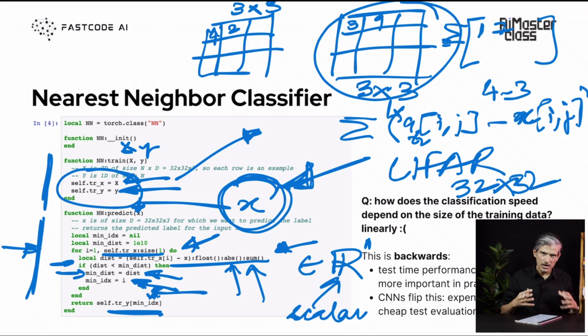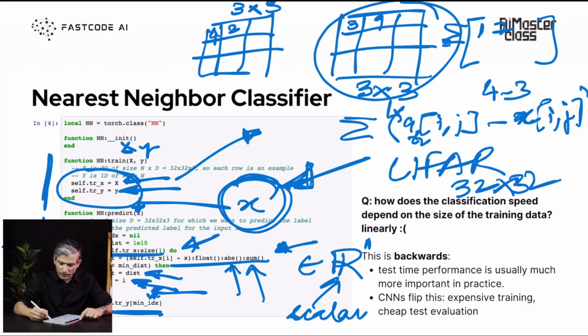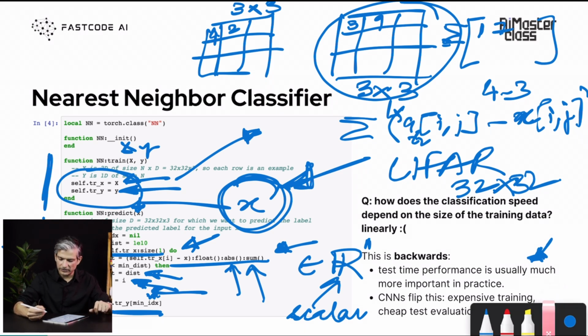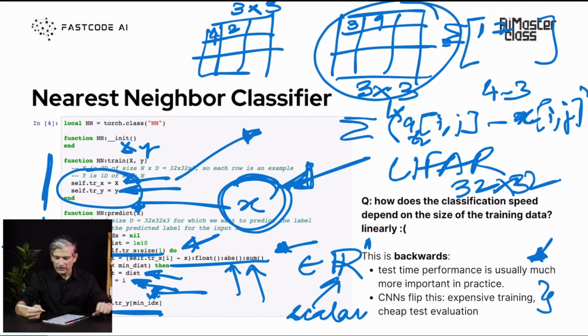This nearest neighbor classifier has problems. Why? Because test time performance, which is usually more important, here is dependent on our training set size, and it's very inefficient because we are looping through our entire data set to find the right label. And machine learning flips it, be it CNNs, be it transformers and so on, which we will look at later. Our machine learning models, even the linear classifier that we look at next, completely flip it. So the classification speed doesn't depend linearly on the training data size, it is much faster.